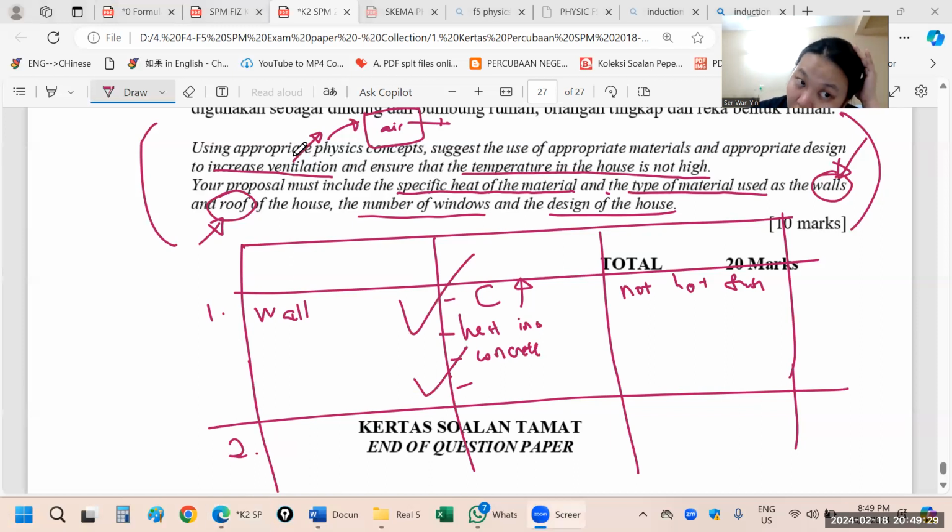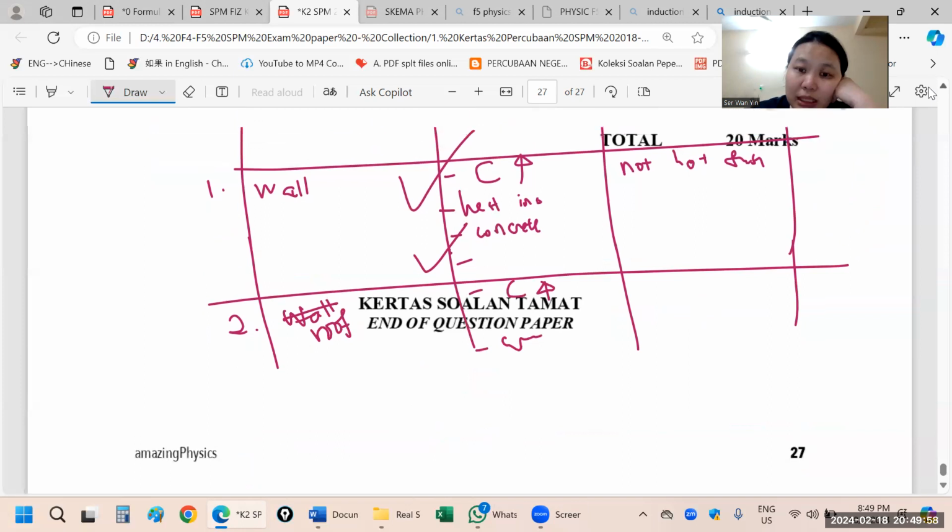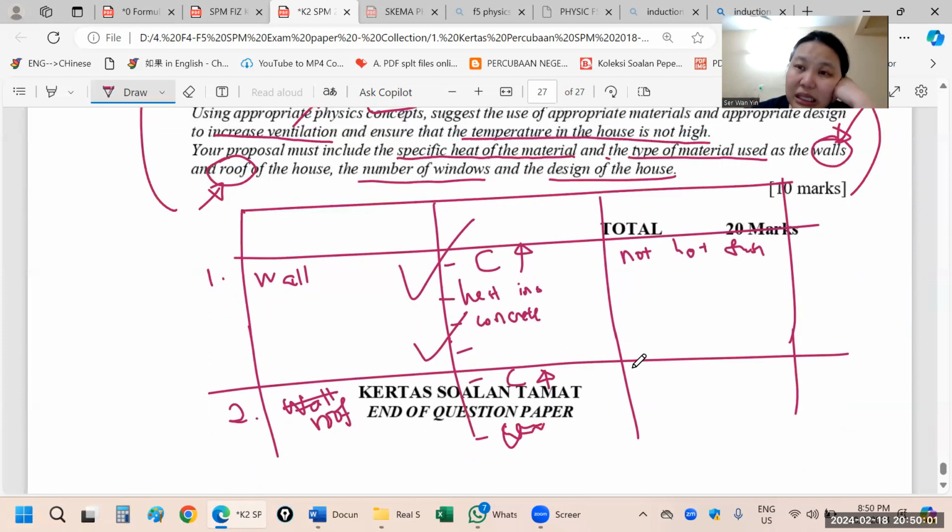Use cement for walls and ceramic for roof, that can. Then the roof: you must tell us the specific capacity of the roof must be high, same reason, no problem. Then for the roof, if you want to say ceramic or glass, as long as it is a heat insulator. So here actually you have four points already.